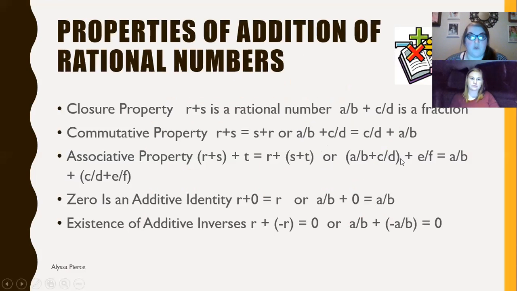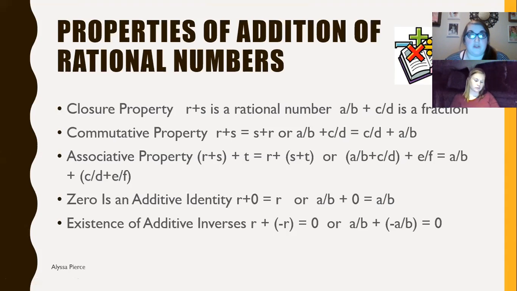All right, so here we have the properties of addition of rational numbers. First we're going to start with the closure property, which reads r plus s, which are rational numbers, and then we have a over b plus c over d, and that's a fraction. So that's the closure property, just pretty much stating the problem.